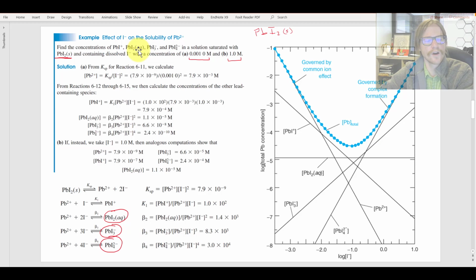So since we know we're in a saturated solution, then we can start with the Ksp expression, which is this first one, which tells us what the solubility of lead will be under those conditions. And so the first step, the Ksp expression is rearranged to solve for lead concentration, because we know that the iodide concentration is fixed at 0.0010. This is the Ksp here, 7.9 times 10 to the minus 9, so we can solve for a lead concentration of 7.9 times 10 to the minus 3 molar.